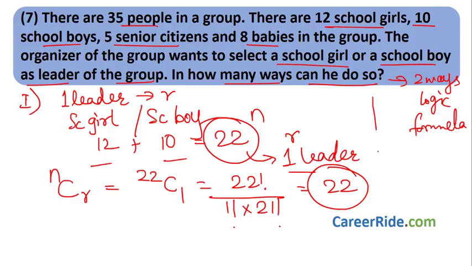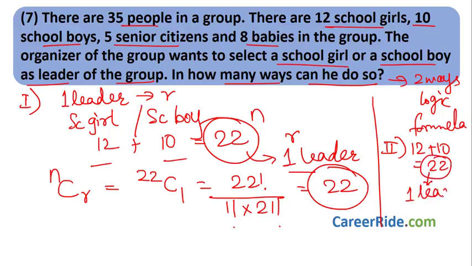Now let us see by logic. How many schoolgirls and schoolboys are there? 12 schoolgirls, 10 schoolboys. So 22 people are there. Out of these 22 people, we want just one leader. If you want one leader, how many choices does the organizer have?